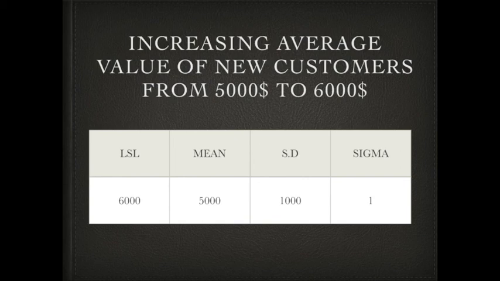Here the lowest specification limit is 6,000. The mean level is 5,000. The standard deviation is 1,000. The difference between mean and the lowest specification limit is only 1,000, and we can accommodate only one standard deviation, that is only 1,000 between these two limits. So it is 1 sigma level.